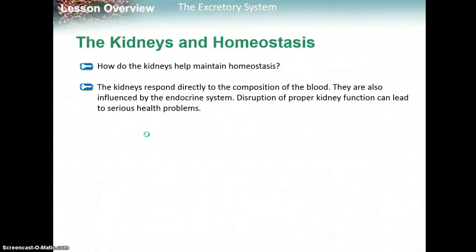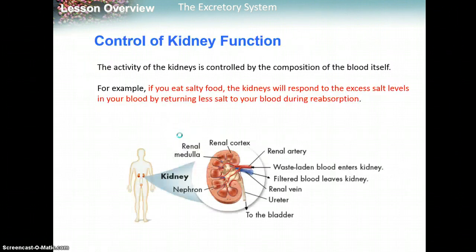Alright, so how do kidneys help maintain homeostasis? Kidneys respond directly to the composition of the blood. They are also influenced by the endocrine system, which is the system in your body that releases hormones. Disruption of proper kidney function can lead to some serious health problems. Okay, so controlling of the kidneys. The activity of the kidneys is controlled by the composition of blood. So for example, if you go out to a restaurant and eat really salty food, your blood is going to have a higher salt concentration than what it normally should.